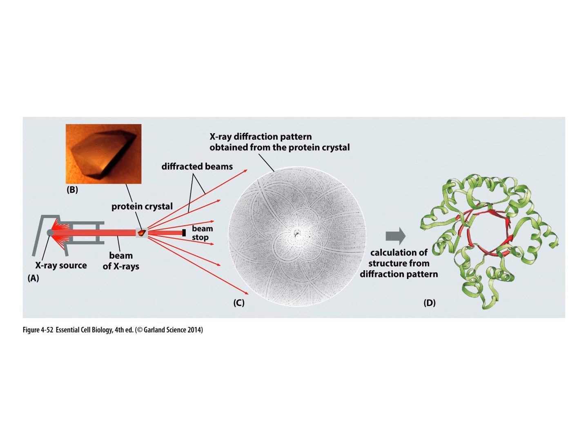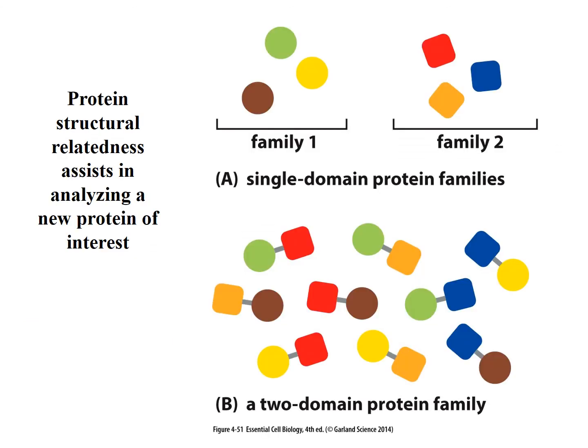This illustration indicates how X-ray diffraction patterns can be obtained from a protein that has been crystallized. When we want to analyze the properties of a new protein of interest, it helps us very much to know its amino acid sequence and to know its general structure. Proteins have structural relatedness that groups them into families, and by studying these related families, we may find a great deal of information that would be useful in analyzing this new protein.